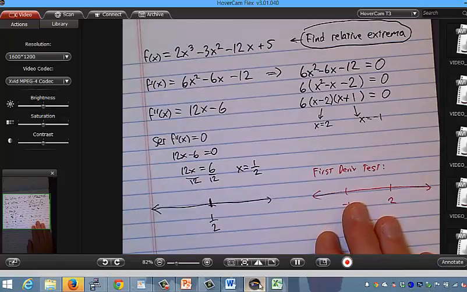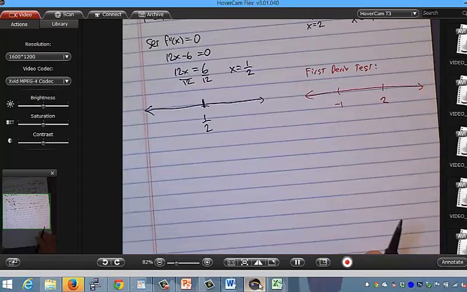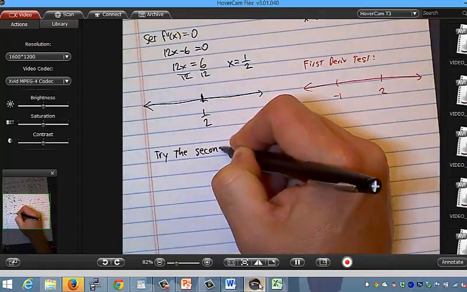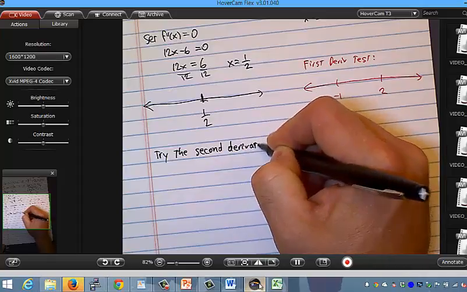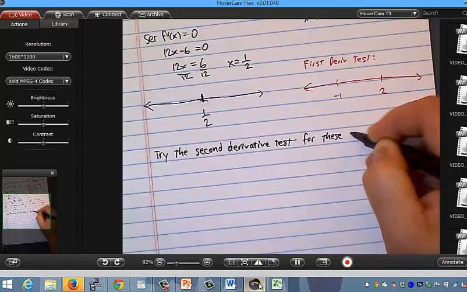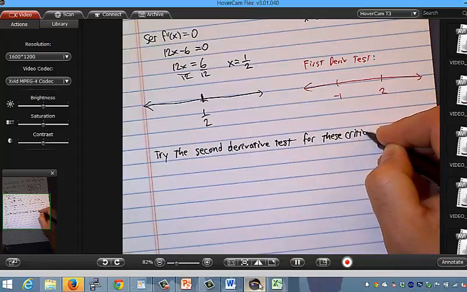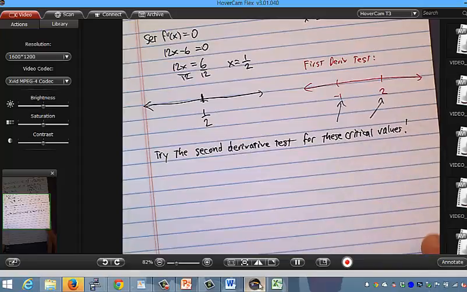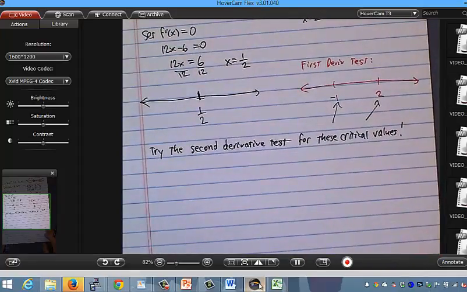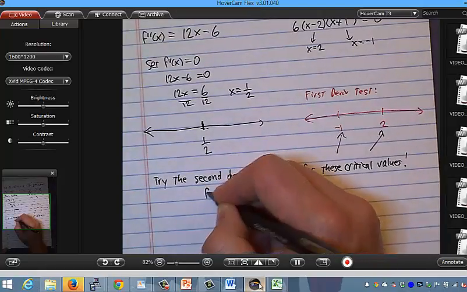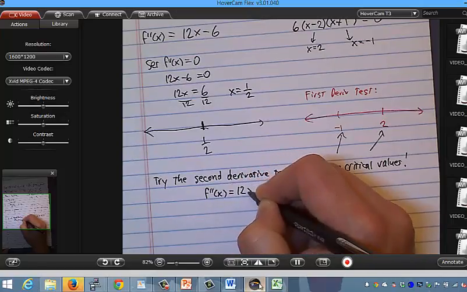I want to show you the second derivative test instead. So let's try that. We will try the second derivative test for these critical values. Let me show you how to do that. See, we already computed the second derivative. It's 12x minus 6, right? Let me write that down again. F double prime of x is 12x minus 6.